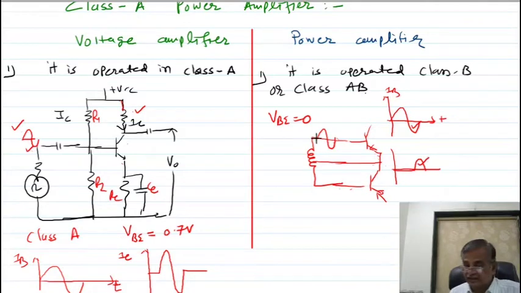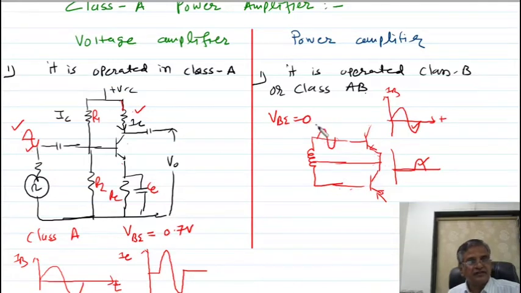So if the collector current flows only for one half of the AC input cycle, then the operation of the transistor amplifier circuit is class B operation. For class B, VB should be 0.